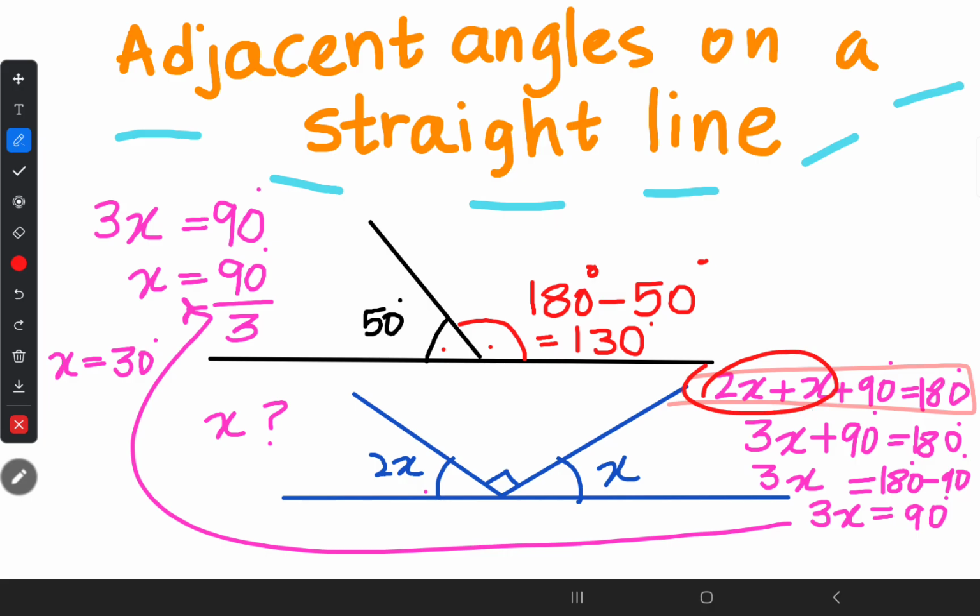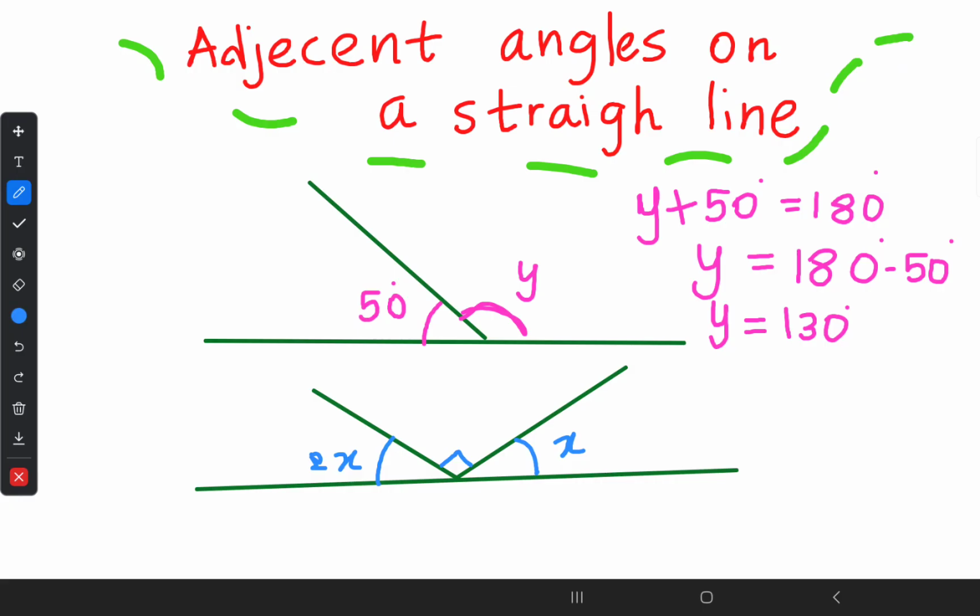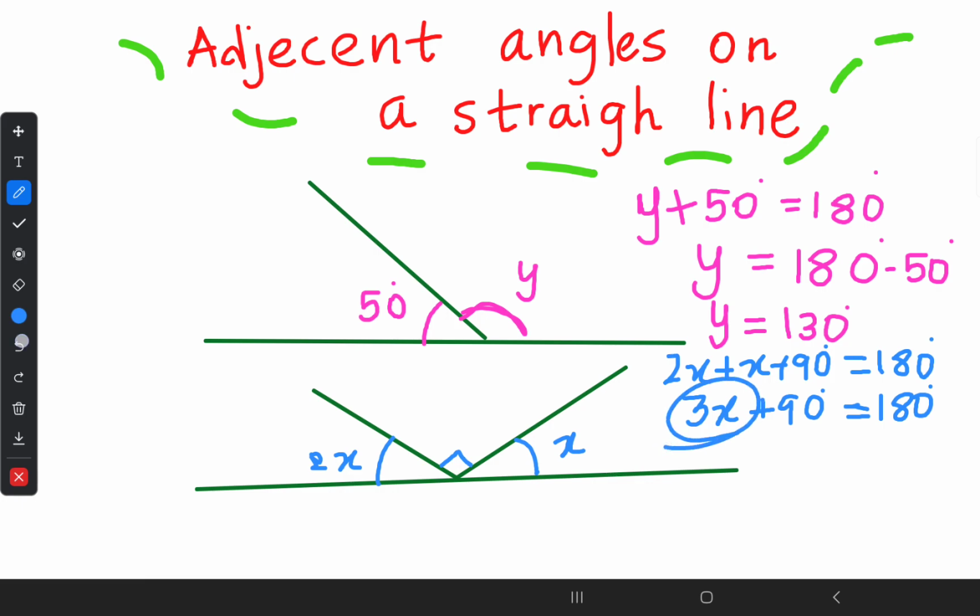We can add the same variable with the coefficients. Same method. So that means 2x plus x plus 90 equals 180, because those are adjacent angles situated over a straight line. We can add the same variables with each other. So 2x plus x equals 3x, plus 90, that's 180. Also, we have to find the value of the variable. So in that case, what do we need to do? We have to isolate the x. Let's keep the 3x as it is.